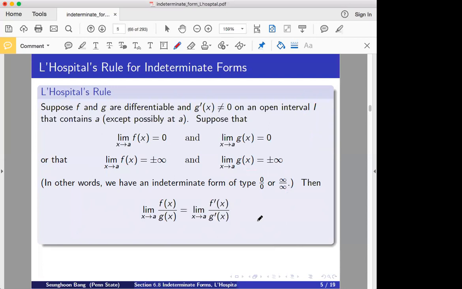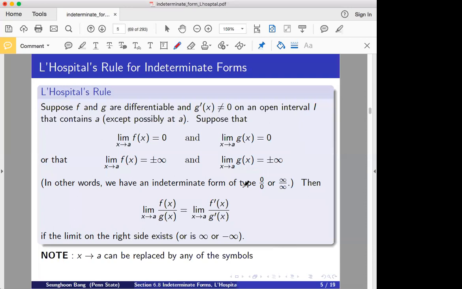We can use this idea: the limit of f prime of x over g prime of x as x approaches a. This is the idea for finding limit values, provided the limit on the right side exists or is infinity or negative infinity. Note that x approaches a can be replaced by any of the symbols: x approaches a from the right, x approaches a from the left, approaches positive infinity, or negative infinity. We always use this rule.